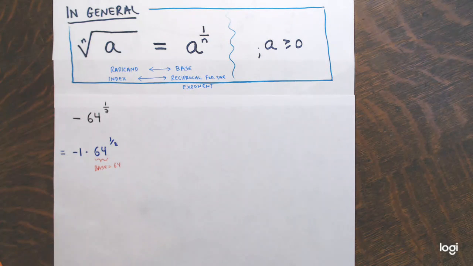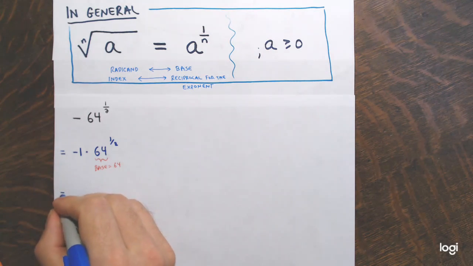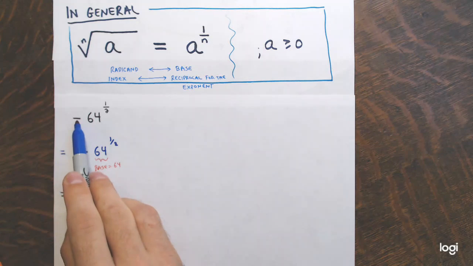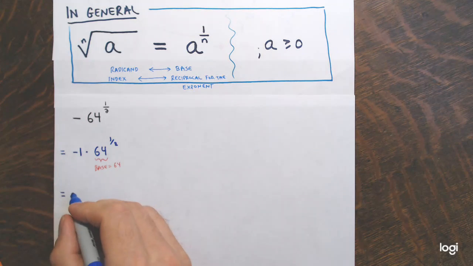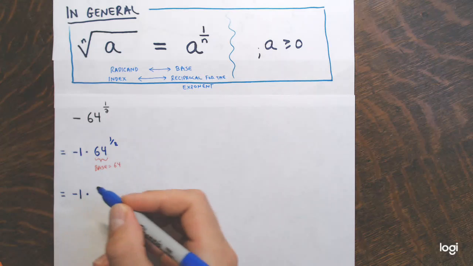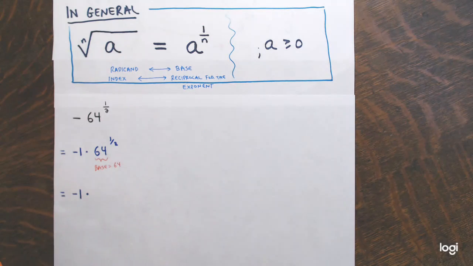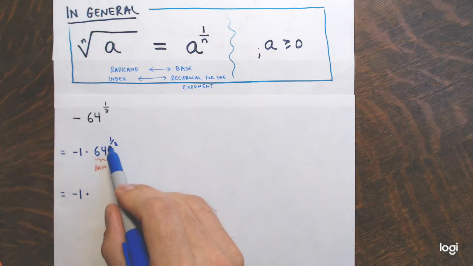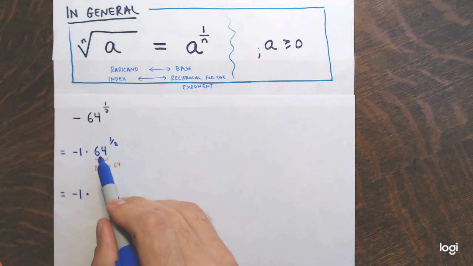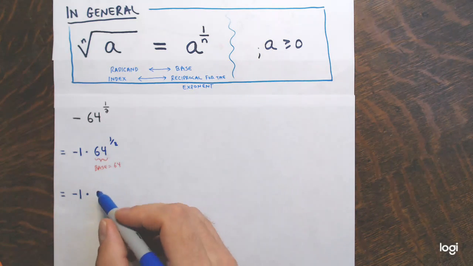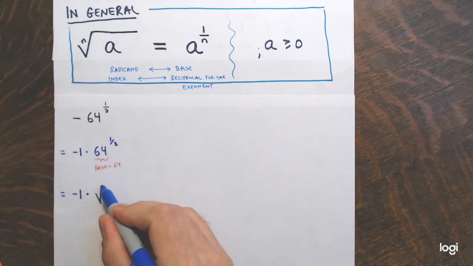So now I'm going to write this as a radical. Again, this -1 out here is just on the outside. It's still just -1 times. That is not going to be in the radical. The only stuff involved in the radical are the base and fractional power. So 64 to the 1/2, and I'm going to write my radical symbol.